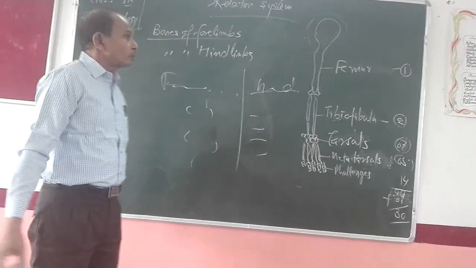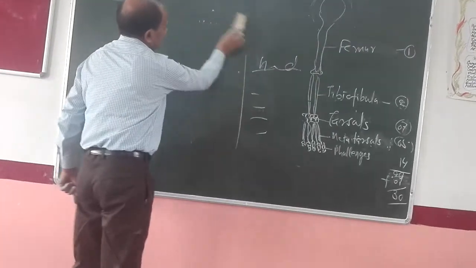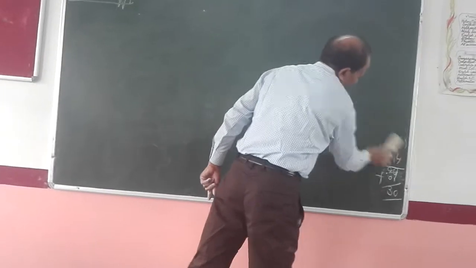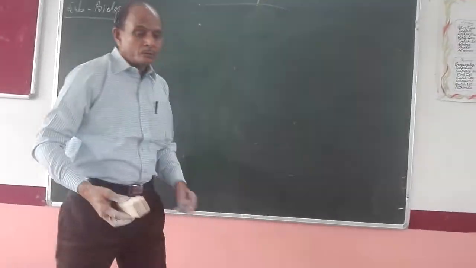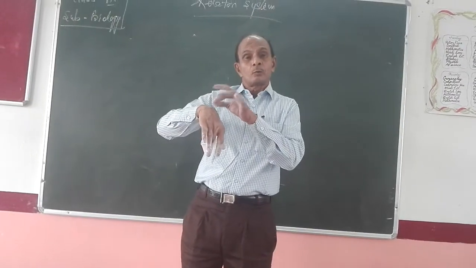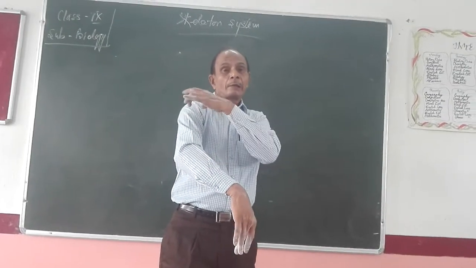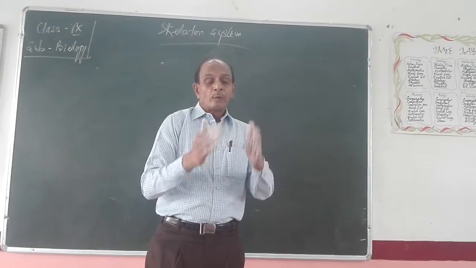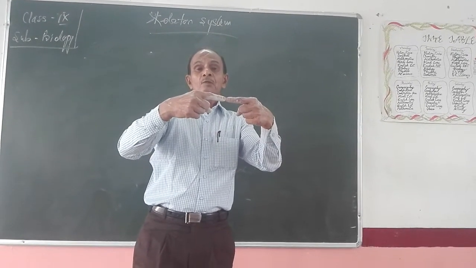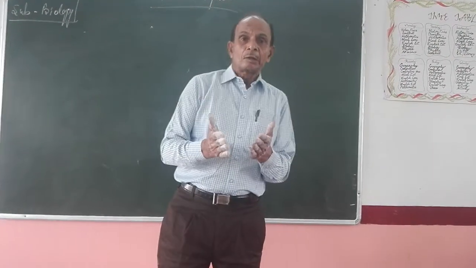Now a very small portion is left, which is joints. What are joints? Joints are the places where 2 bones meet together. Here you are studying the radioulna and humerus, both fusing together. So the point where 2 bones fuse together is known as a joint. And joints are of 3 types.